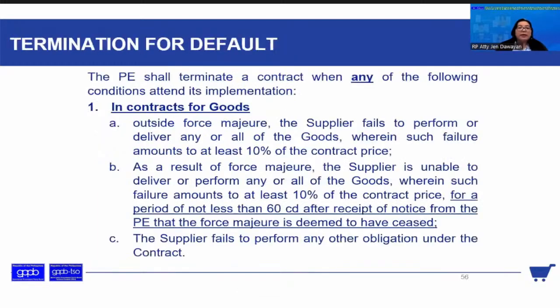For termination by default, so the procuring entity shall terminate a contract when any of the following conditions attend its implementation, no? So for goods, no, when there is an outside force majeure where the supplier fails to perform or deliver, no, any and all of the goods wherein such failure amounts to 10% of the contract price. So if the failure to perform consists of a non-delivery or non-performance of at least 10% of the contract price, then it is considered possible ground, no, for termination.